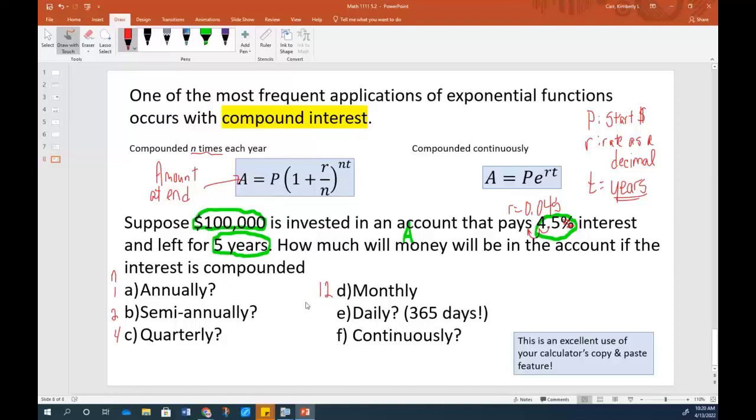And daily, well, we didn't want you to think it was leap year. We have 365 days in our regular years. Continuously is the other formula. So we're going to use this formula for parts A through E, and then this one will be for part F. Now, this is an excellent use of that copy and paste feature in the calculator. I'm going to type all this in for the first one, and then I'll just be editing it for the others. So we'll bring up the calculator.